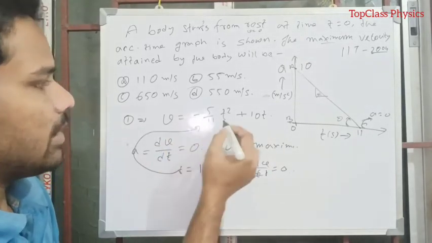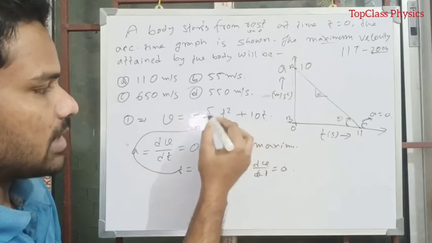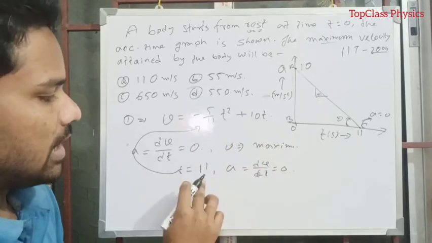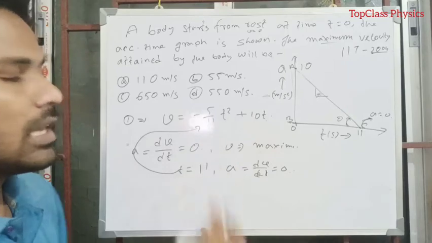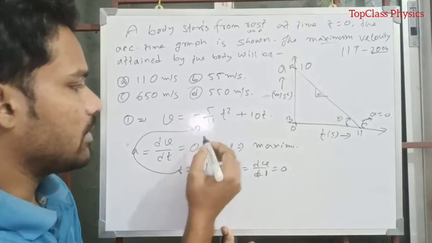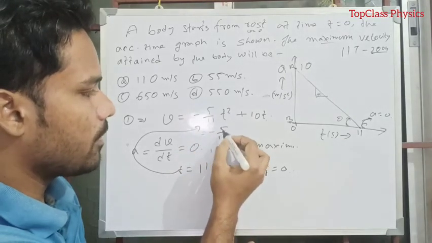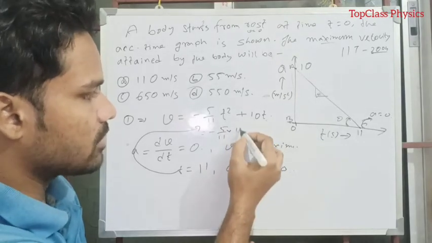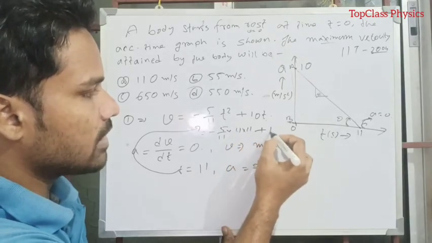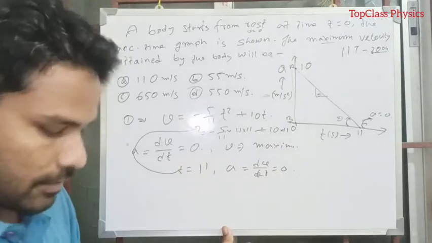If I put the t value into minus 5 by 11 t square plus 10 into t, with t equal to 11, the value will give us the maximum velocity. That is minus 5 by 11 into t square, meaning 11 square, that means 11 into 11, plus 10 into 11. Right?